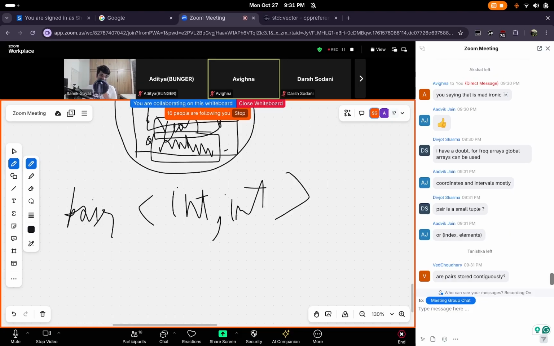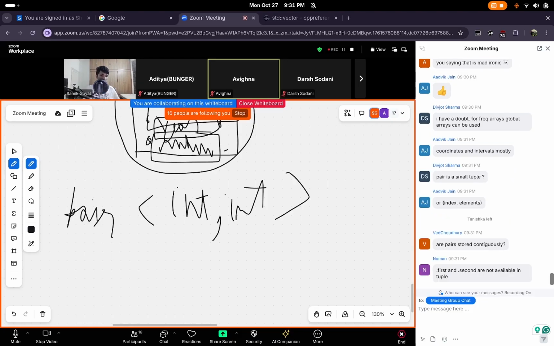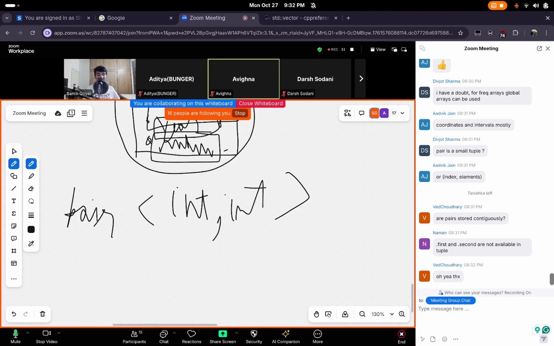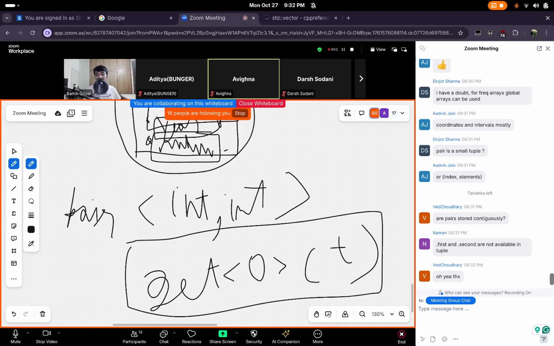Are pairs stored contiguously? Yes. Even if they aren't, if you think about it, it's not that big of a deal because there are just two elements, so it's not going to use up that many resources. Again, I don't want to get too deep into this because this is going to get very low level. Yes, the first and second functions. In a tuple, you have to use the get function, which looks very ugly, which is why I never use tuples. You have to write this syntax.